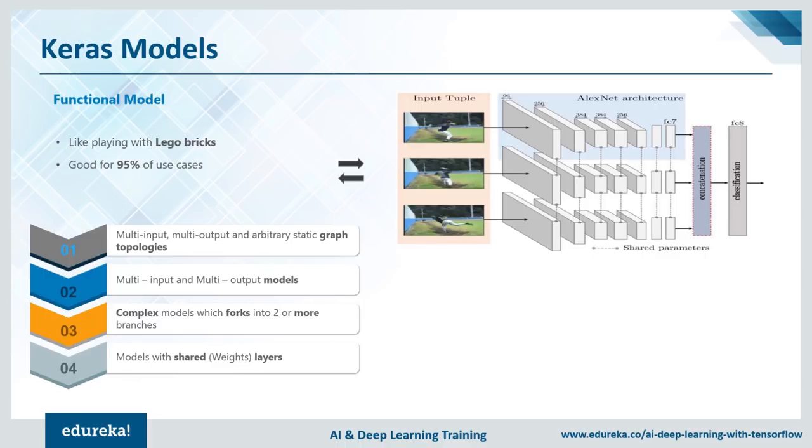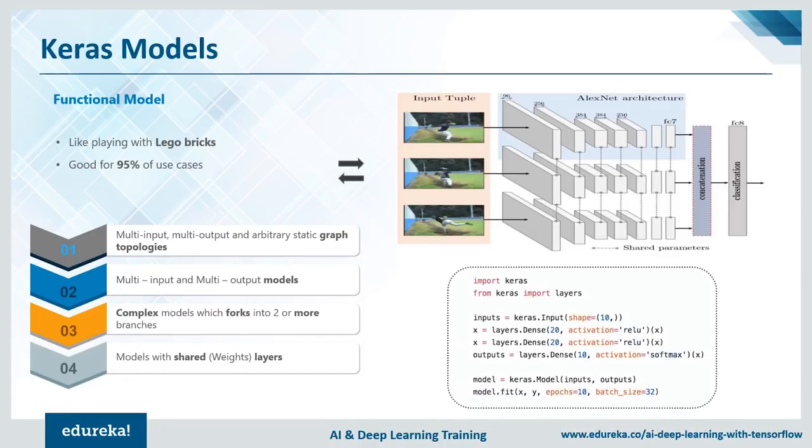Well, the highlights of the functional model is that it supports multi-input, multi-output, and an arbitrary static graph topology. We have branches, so whenever we have a complex model, the model is forked into two or more branches based on the requirement, guys. The code which we have here is pretty much similar to the previous one, but with subtle changes. We first import the models, we work on its architecture, and lastly, we train the network.